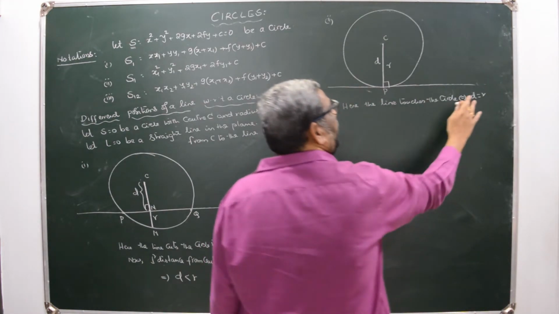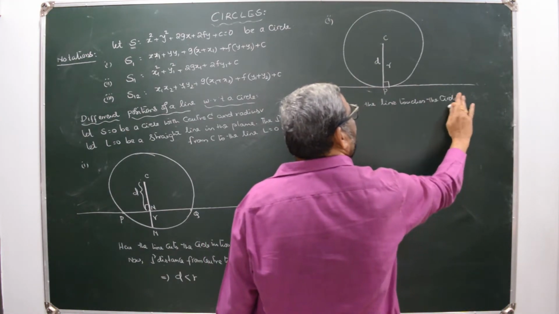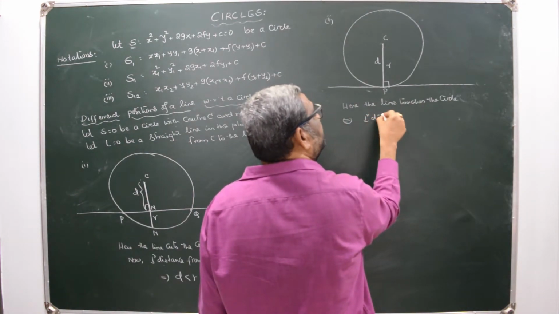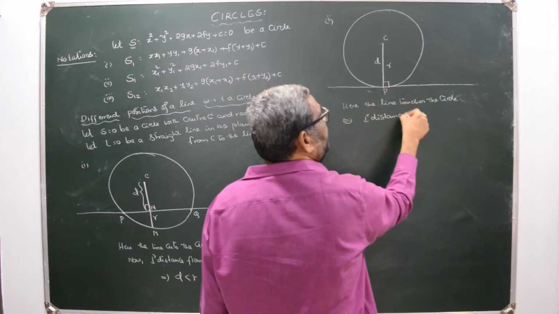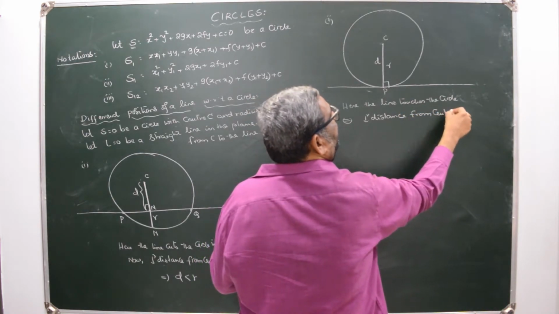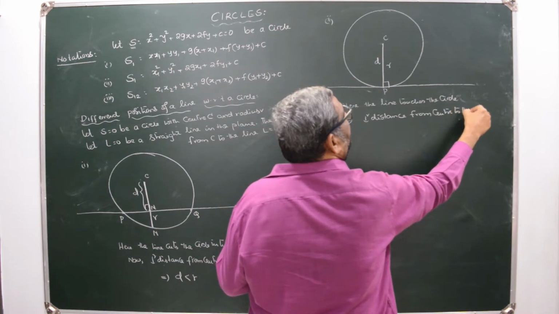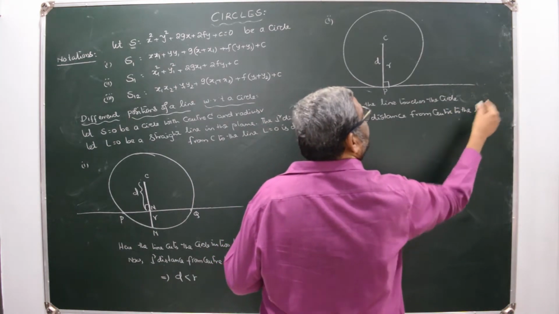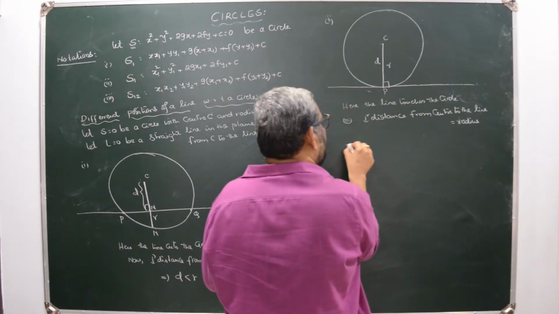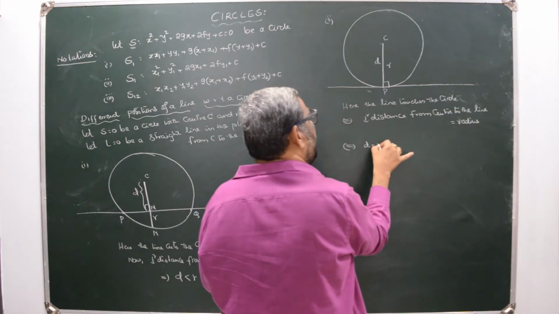Or otherwise you can also write like this. The perpendicular distance from center to the line is equal to radius. Implies and is implied by D is equal to R.